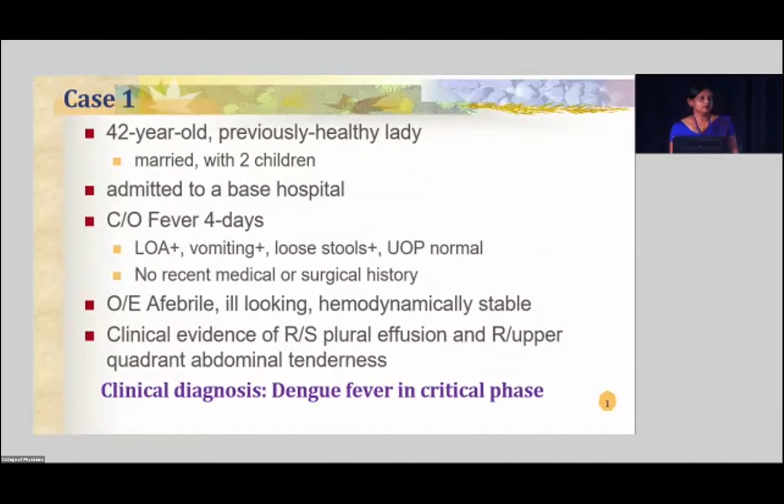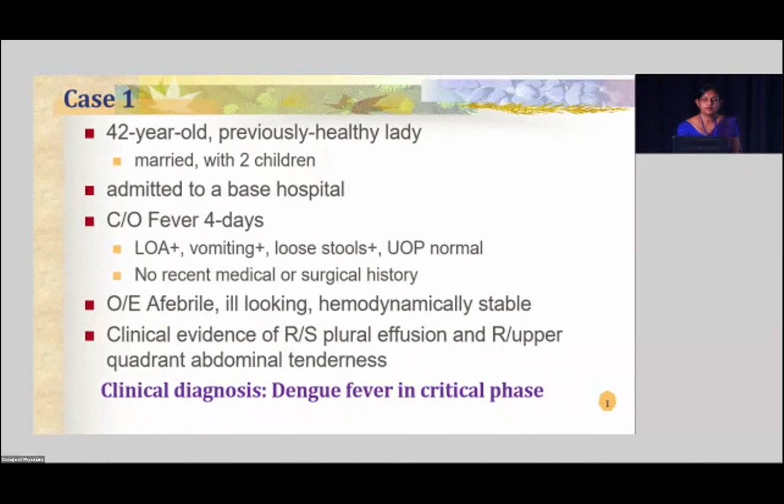So moving on to my first case scenario: a 42-year-old previously healthy lady, married with two children, admitted to a base hospital and complained of fever of 4 days, loss of appetite, vomiting, and loose stools. Her urine output was normal, and there was no recent medical or surgical history. On examination, she was afebrile, ill-looking, hemodynamically stable, with clinical evidence of right-sided pleural effusion and right upper quadrant abdominal tenderness. So the clinical team made a diagnosis of dengue fever in critical phase.